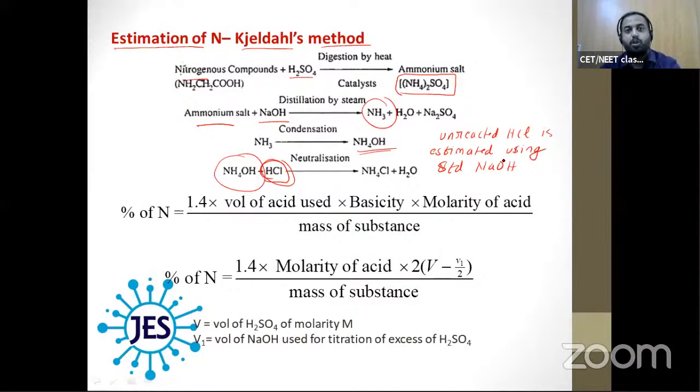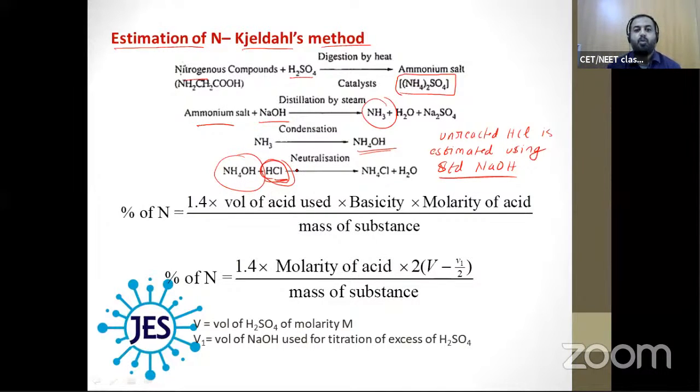How do you find out how much it is? Easy. Titrate it with sodium hydroxide. That's when you'll get to know the amount of HCl, because you'd have taken a standard sodium hydroxide solution. So knowing the molarity or concentration and volume of sodium hydroxide solution, you will find out HCl. Okay, and from HCl concentration you'll find out ammonium hydroxide, from that ammonia, from that you can easily estimate nitrogen. That is the principle. Now you can use two equations in two situations.